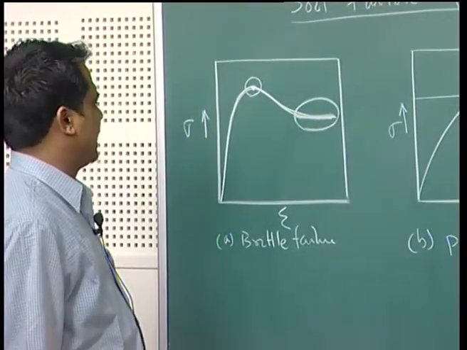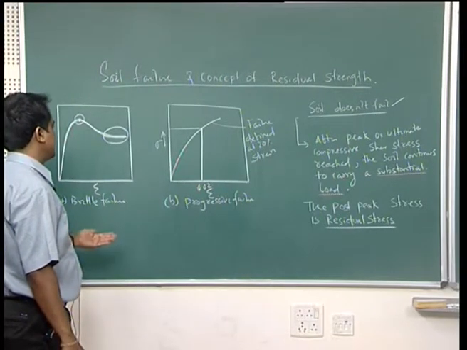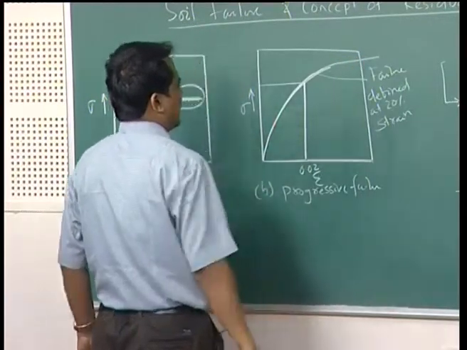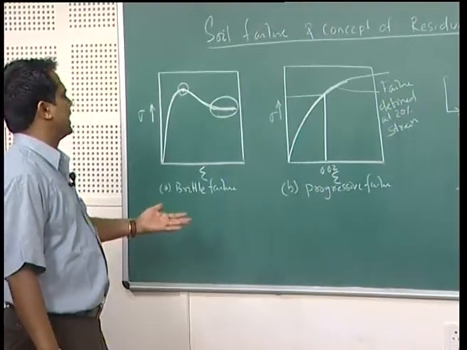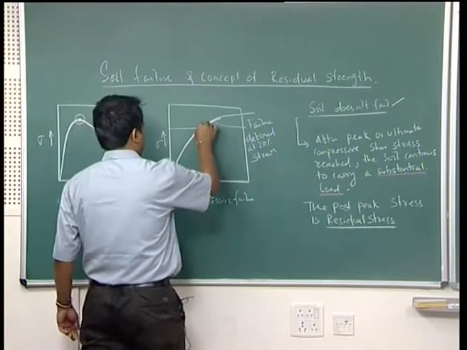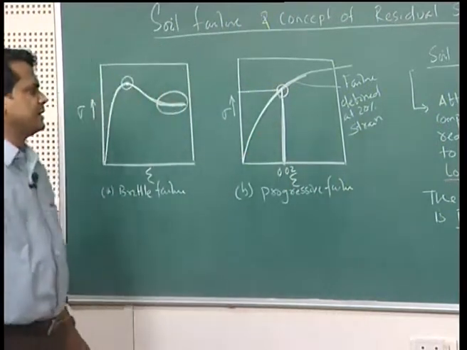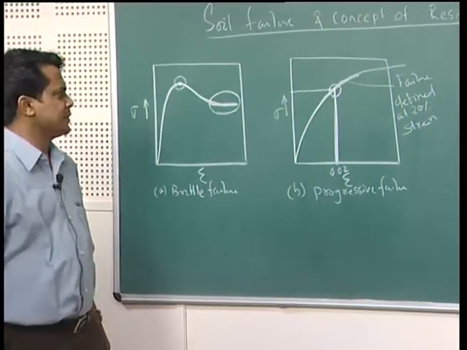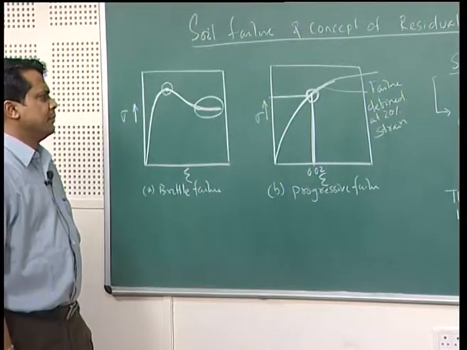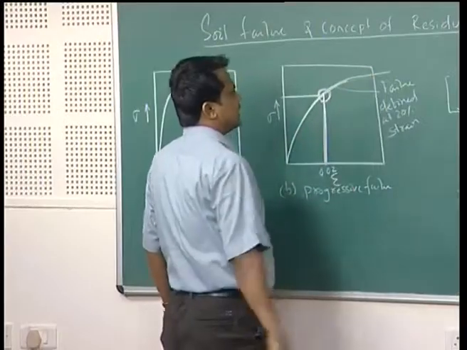Similarly, there are two kinds of failure. One is brittle failure, the other is progressive failure. Progressive failure means with increase in strain, stress increases, it will go like this and continue. In that case you cannot get a peak or ultimate value. In that case generally, the stress corresponding to 20% strain is defined as failure. So at 20% strain, what is the stress? This point is your failure. Even beyond this, the soil continues to carry substantial load, so you can say that this is your residual strength.